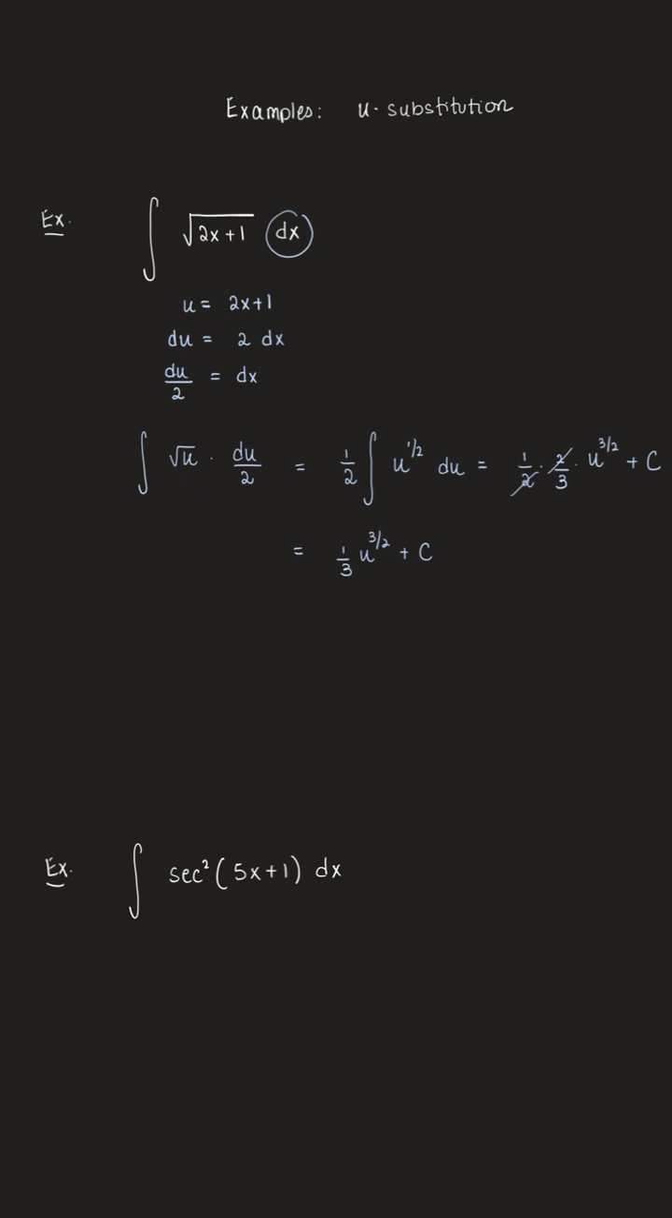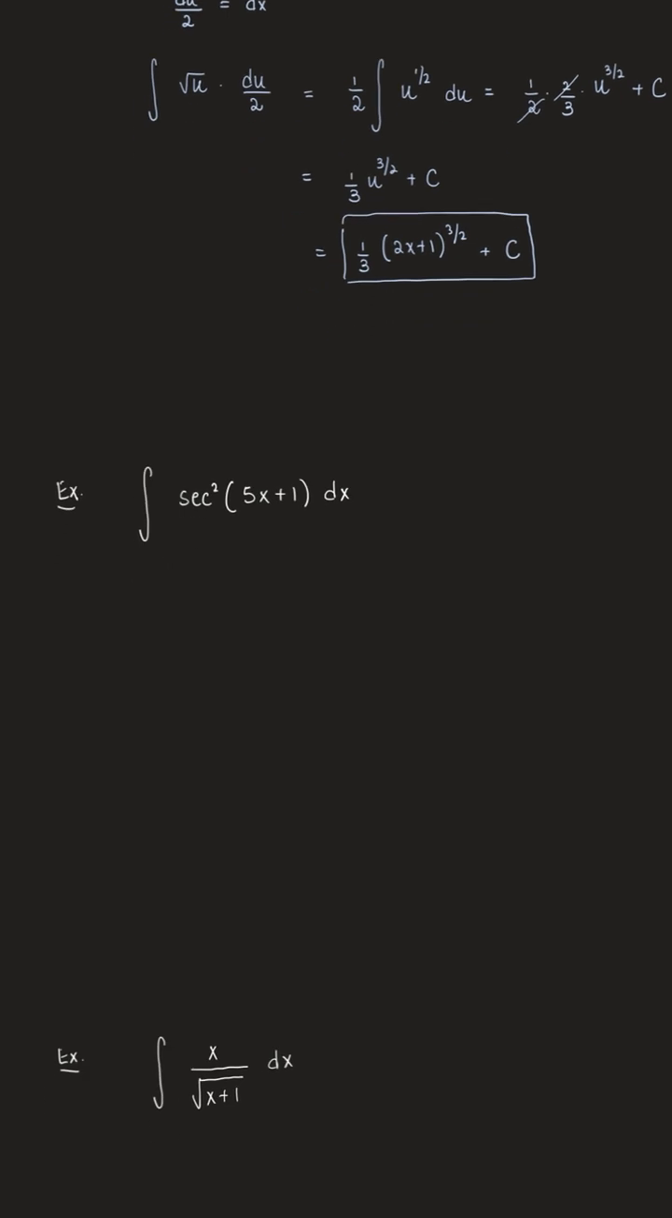And we would like to leave our solution in terms of the original independent variable. In this case, that variable is x. So we're going to use our original substitution that u is 2x plus 1 to rewrite our final answer as 1/3 times 2x plus 1 to the 3/2 plus the arbitrary constant c. So there is our answer for our first example.